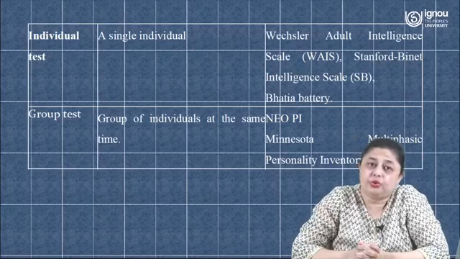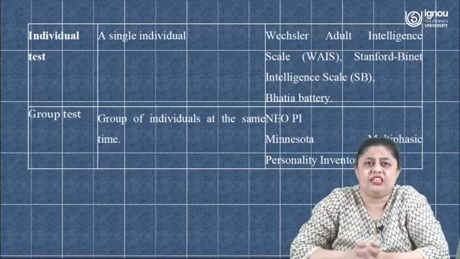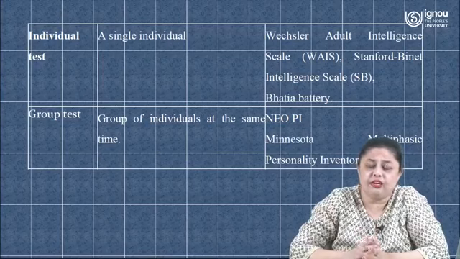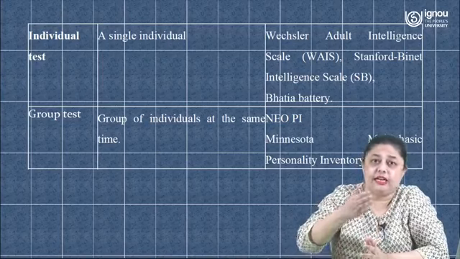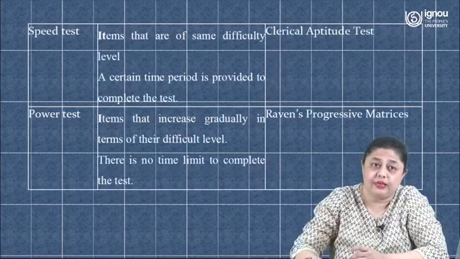On the other hand, there are group tests as well, like for example many paper-pencil tests like NEO-PI, MMPI and 16PF and so on. These are paper-pencil tests, and these can easily be given to groups. Whichever way is possible, they can be given to individuals as well, but these can also be categorized as group tests.